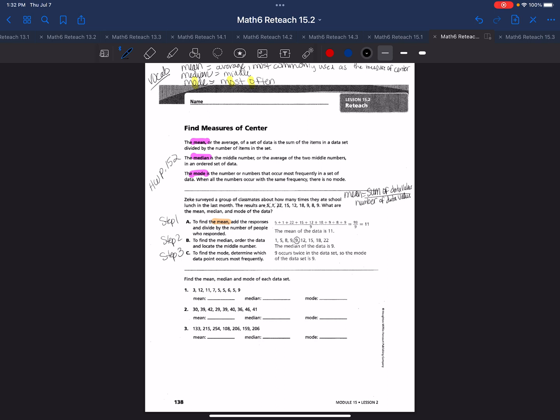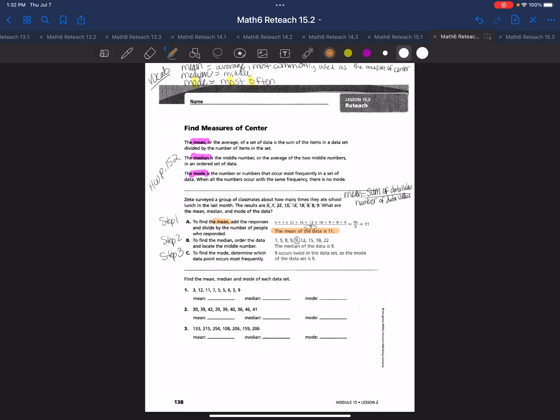1, 2, 3, 4, 5, 6, 7, 8, 9. That's why it's being divided by 9. And so then you get 99 divided by 9, you get 11. So your mean for this data is 11.